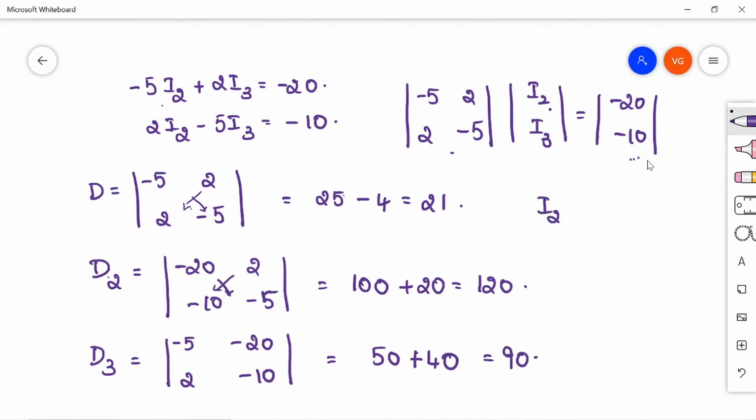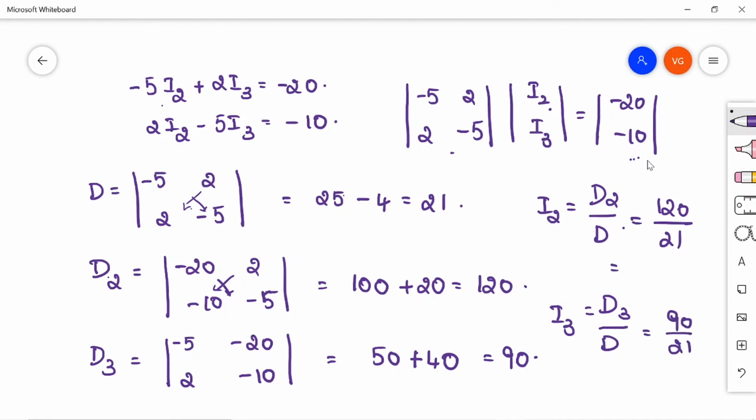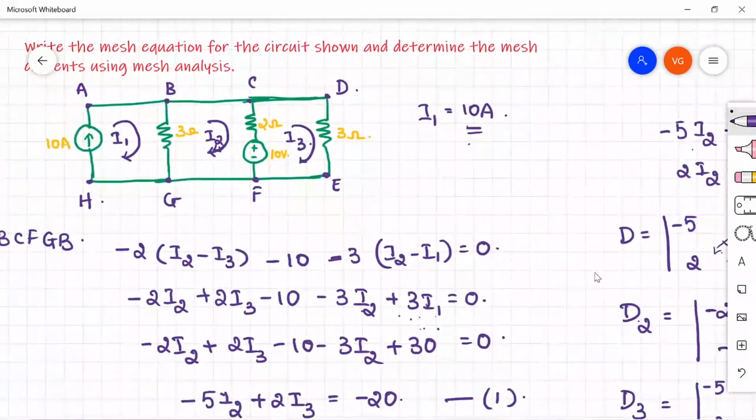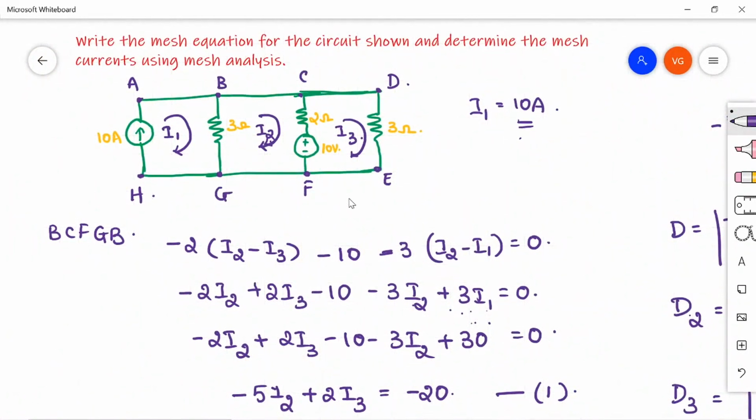To calculate I2, that is D2 by D. Similarly I3, D3 by D. Here it is 120 by 21, whereas I3 is 90 by 21. If you solve this, you will get 5.71 ampere for I2, and you will get 4.28 ampere for I3. So these are the two values of I2 and I3. And from the circuit directly we found the value of I1. So simplifying the given big circuit using KVL and mesh analysis, we can find out the loop currents easily.